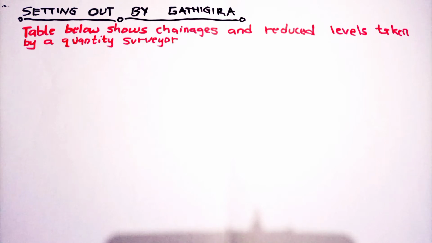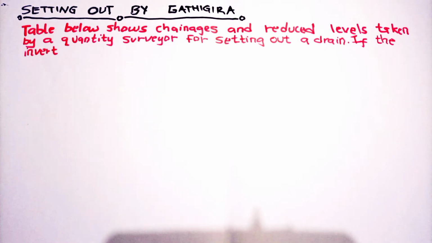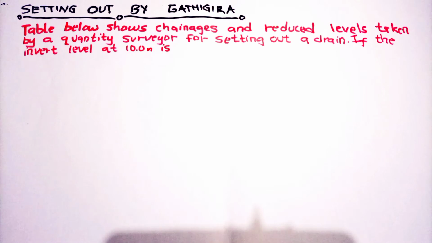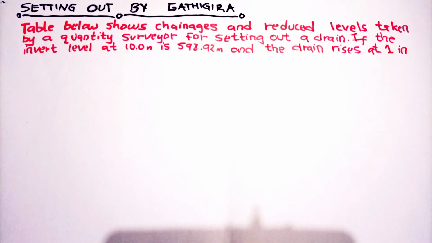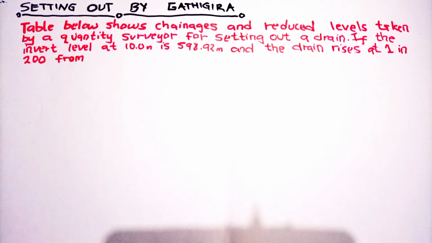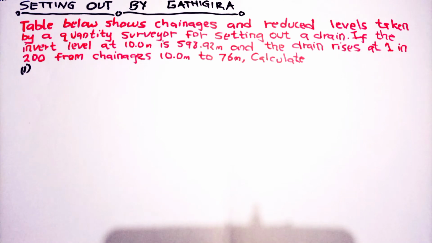for setting out a drain. If the invert level at 10 meters is 598.92 meters, and the drain rises at a gradient of 1 in 200 from the chainage of 10 meters to 76 meters. So it rises, so we are going to use a positive.